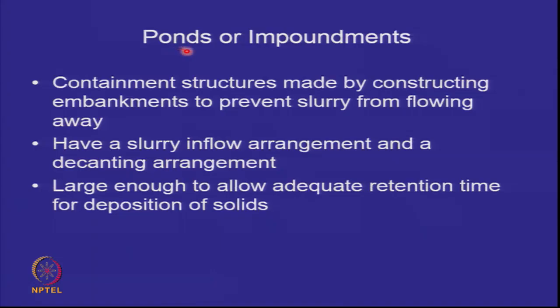Now, ponds or impoundments, that's the word that is normally used. These are containment structures made by constructing embankments to prevent the slurry from flowing away. So when the slurry comes out of a pipeline, it's like water or a liquid which tends to flow away. So you contain it by making embankments. You have a slurry inflow arrangement, that is, where will the slurry be deposited? And you have an outflow arrangement, which is a decanting arrangement. In the outflow arrangement, you don't want the solid particles to come, you only want the supernatant fluid, or the fluid from which all the solids have settled down, that should pass through and be taken away.